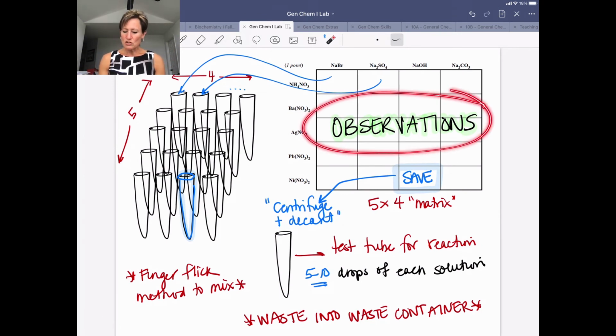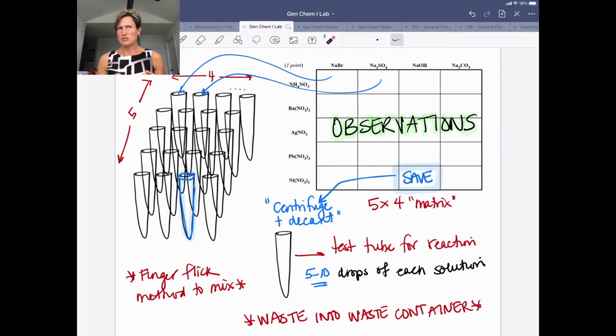You want to make sure that you make observations for each of these reactions. Do you form a precipitate? Do you see bubbles that are evolved? You might not notice with those small amounts whether or not any heat is evolved, but see if that's something that you feel like you noticed. Scientists make observations, so we want to be making good observations here.